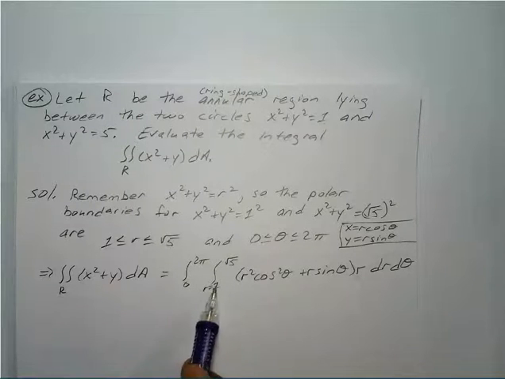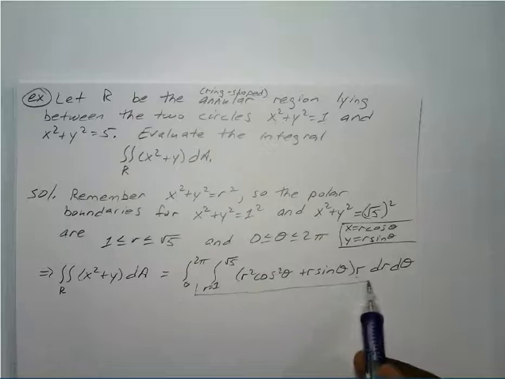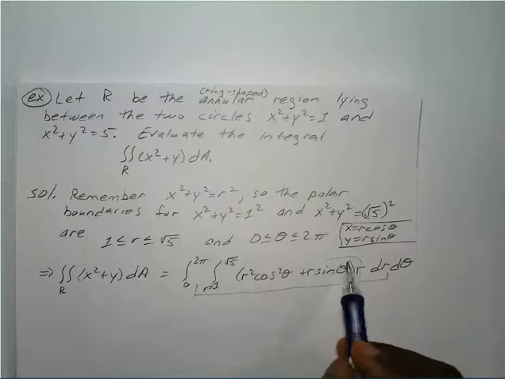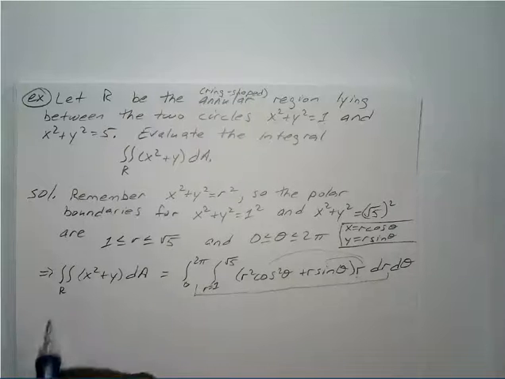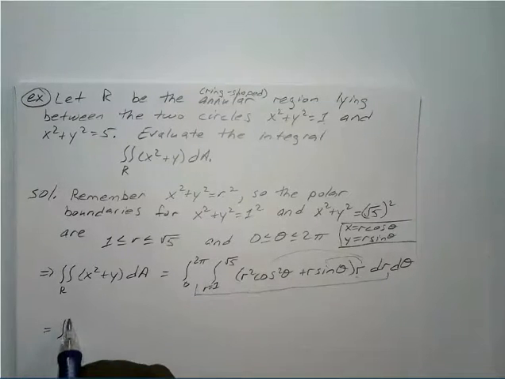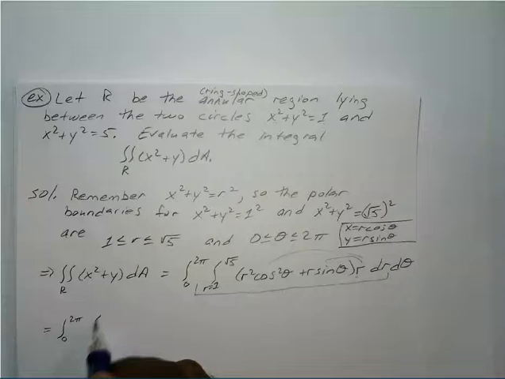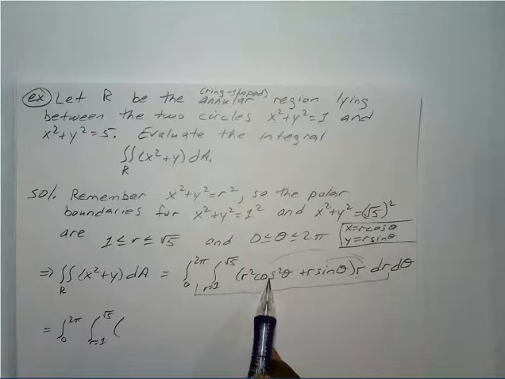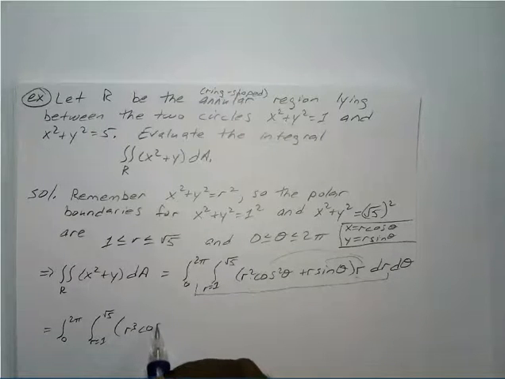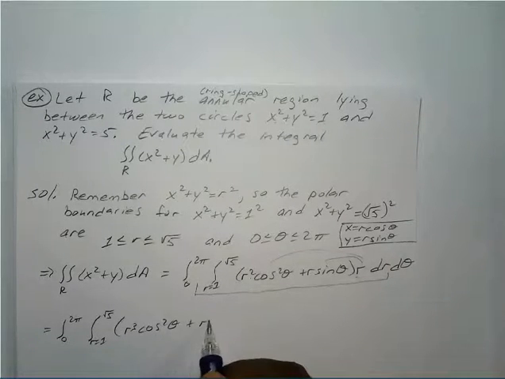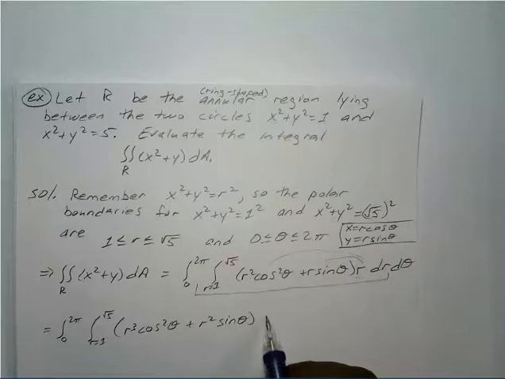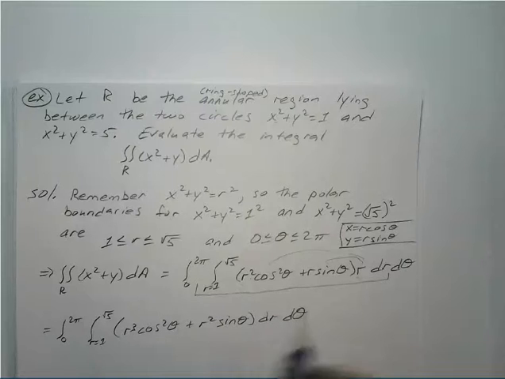Alright, so just like always, we're going to integrate from the middle out. The first thing we're going to do is go ahead and distribute that r. So that's the integral from 0 to 2 pi, r equals 1 to square root of 5, of r to the third cosine squared theta plus r squared sine theta, dr d theta.